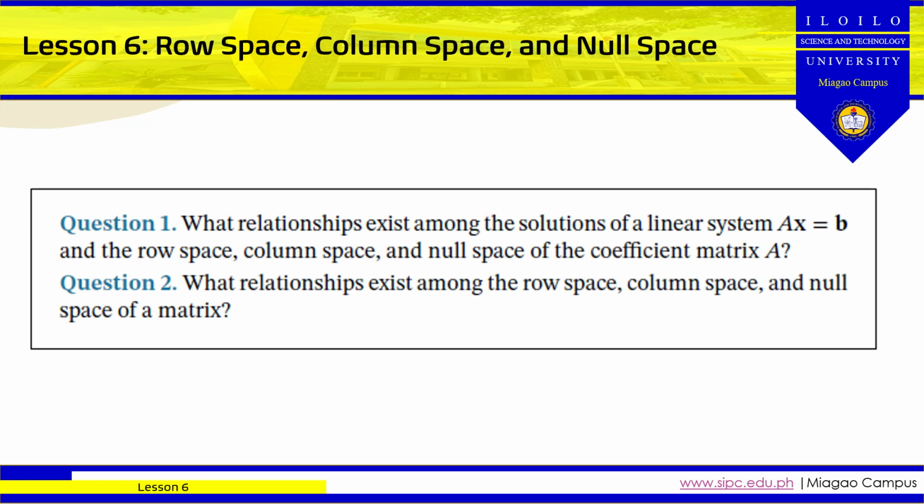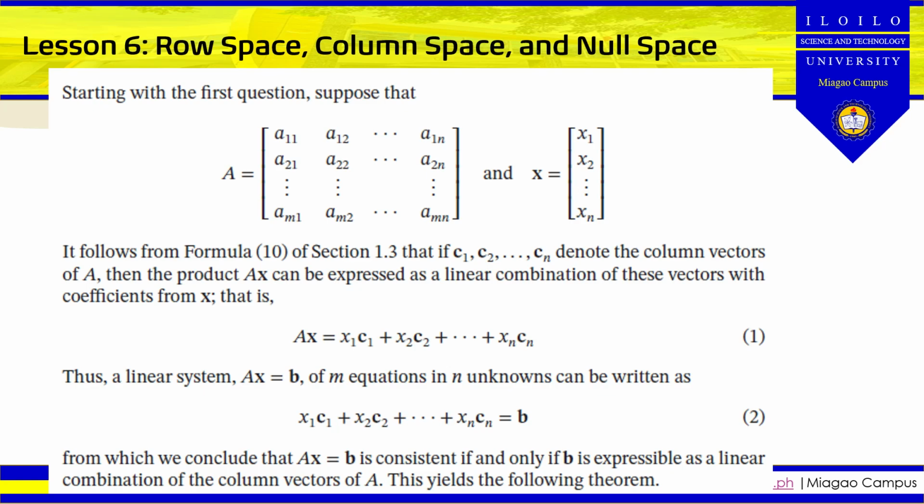However, you need to consider these two general questions along the way. Question 1: What relationships exist among the solutions of the linear system Ax equals b and the row space, column space, and null space of the coefficient matrix A? Question 2: What relationships exist among the row space, column space, and null space of a matrix A?